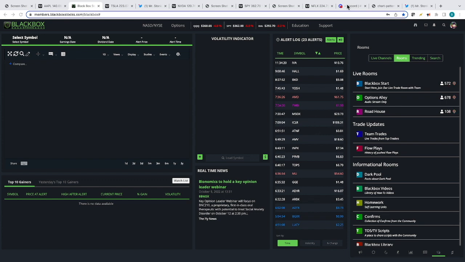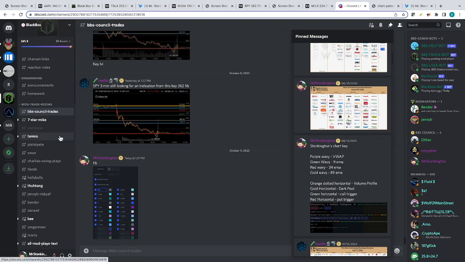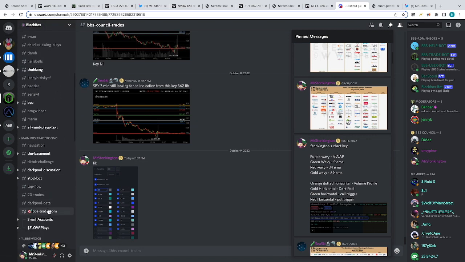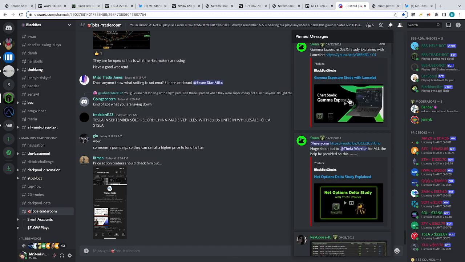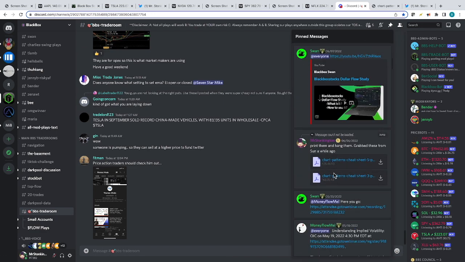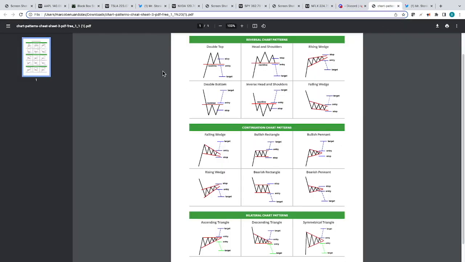And to start, I will jump over to the Blackbox Discord, and here in the main trade room, I have pinned something that's helped me a ton, these PDFs, chart pattern cheat sheets. So the second one here, this is really what I'm looking for throughout the day, and then I use Blackbox to support the direction of the trade.